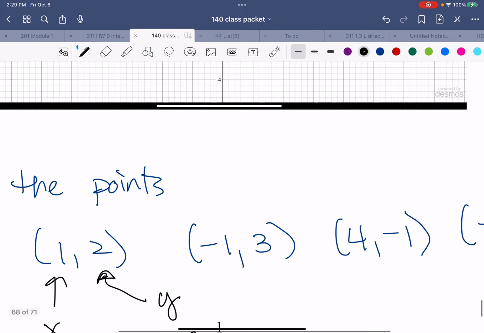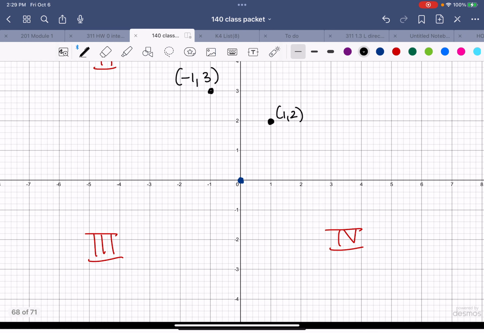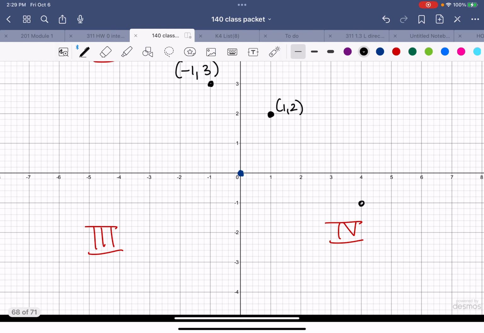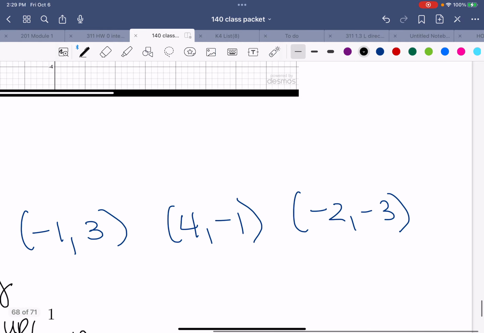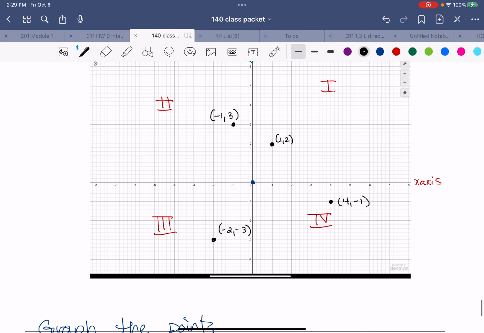(4, -1) tells me to go right 4 and down 1. That's going to put me over here. So this is (4, -1). And then lastly, (-2, -3) tells me to go left 2, down 3. That puts me down here. So -2 on the x-axis, -3 on the y-axis. So there are the 4 points that we're graphing there.